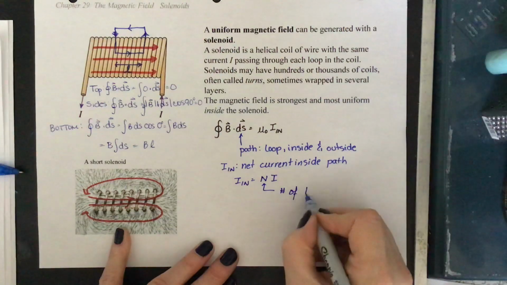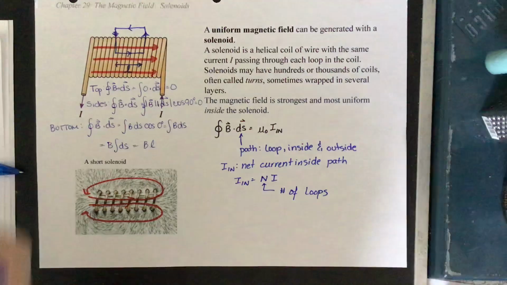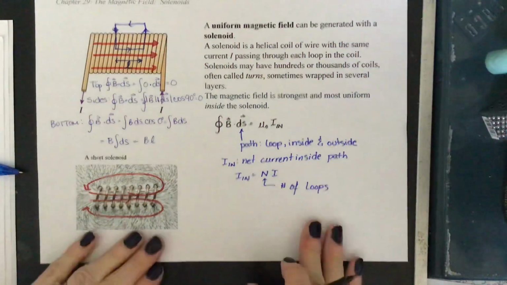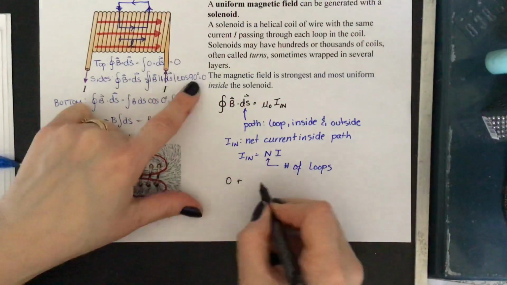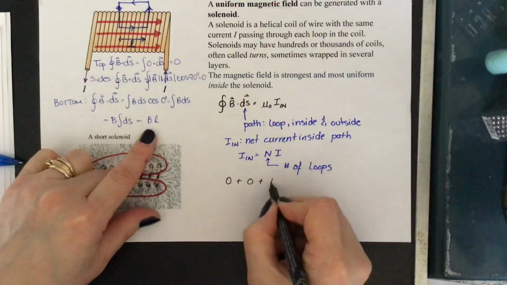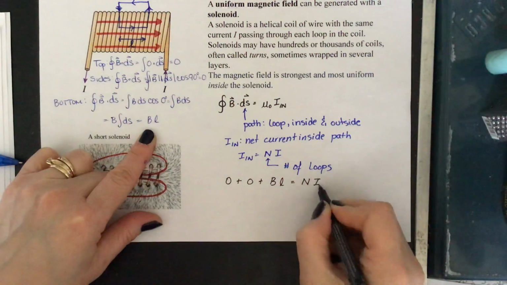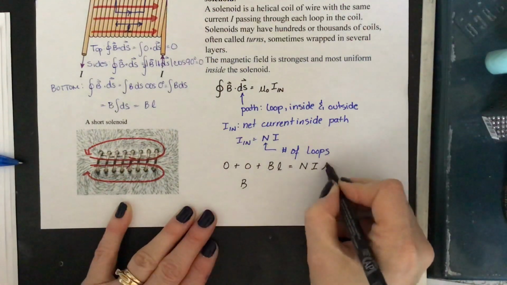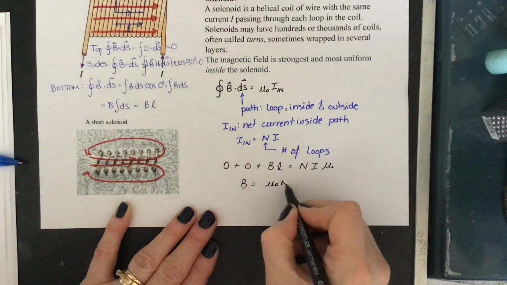Okay, let's put those two things together and get an expression for the magnetic field inside of a solenoid. So the integral of B dot ds is 0 plus 0 plus B times L equals the number of loops times the current in the wire. Let's solve for B. Oh, and I dropped my mu naught. B is equal to mu naught times N times I over L.